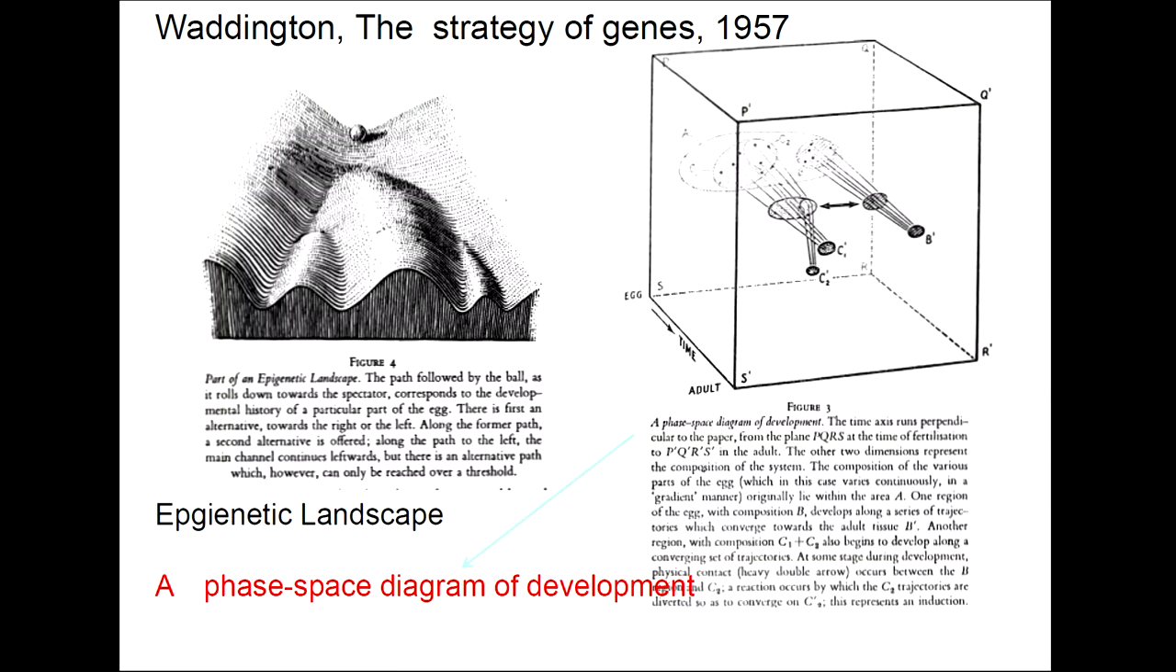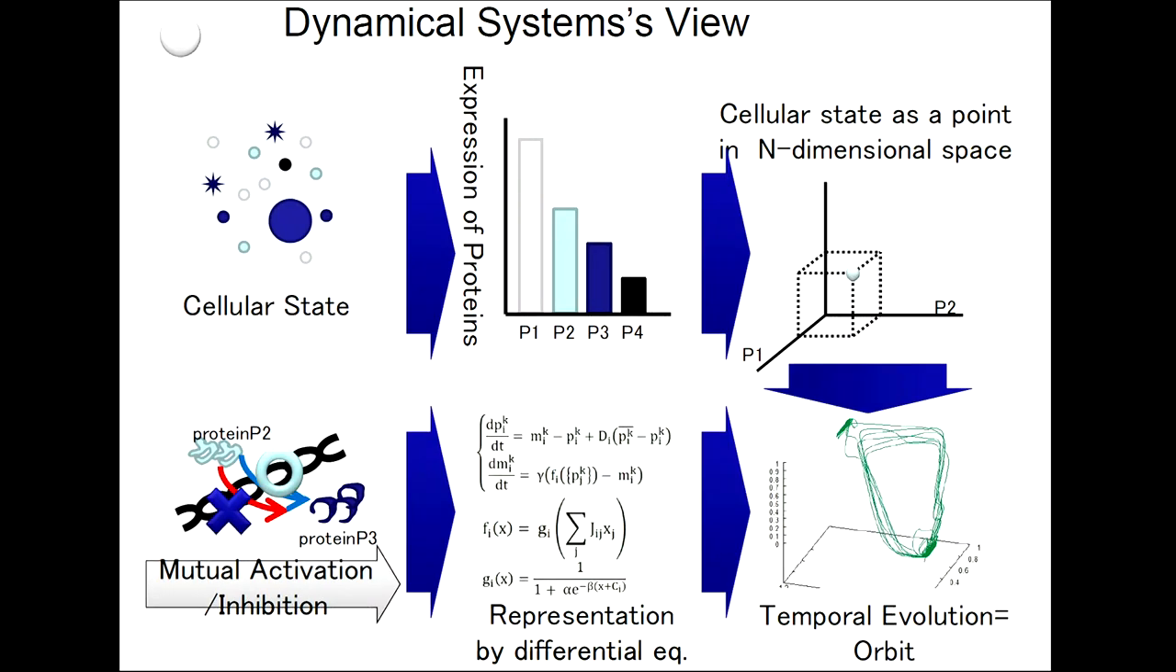Waddington drew this kind of figure, so maybe I will skip this. From the viewpoint of dynamical systems, you have this phenotypic or dimensional space. If you have n components, n protein expression levels, then the state is an n-dimensional point. Protein one and protein two interact with each other, and you have some dynamical system. According to the dynamical system, the state changes, and maybe it goes there.